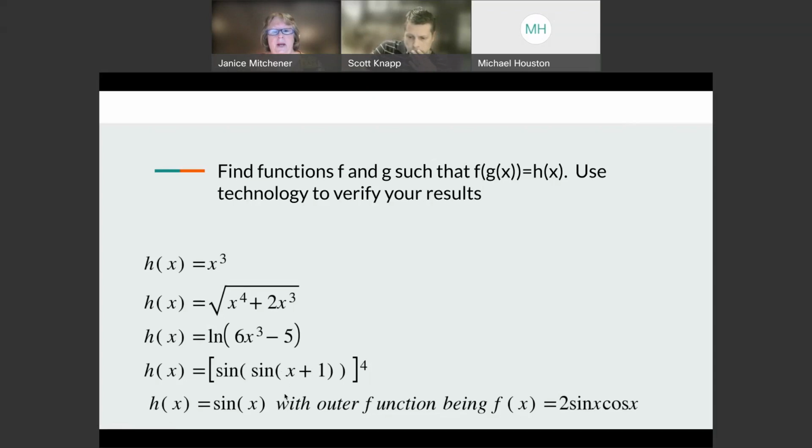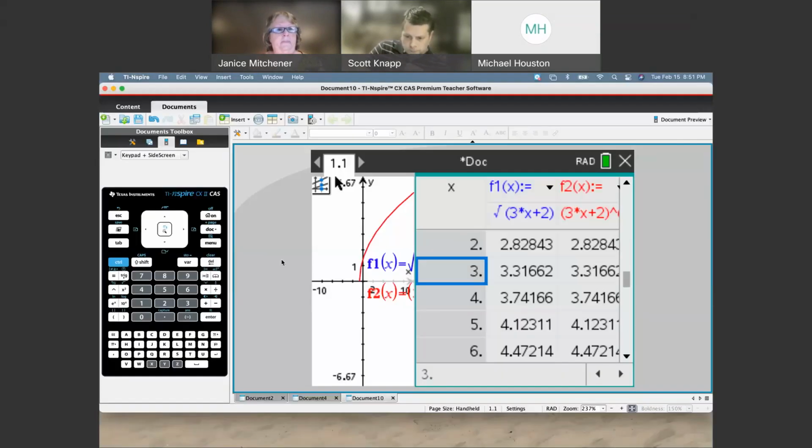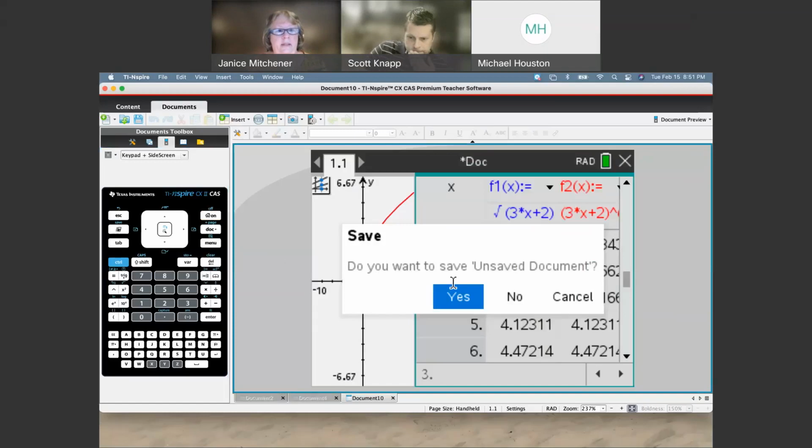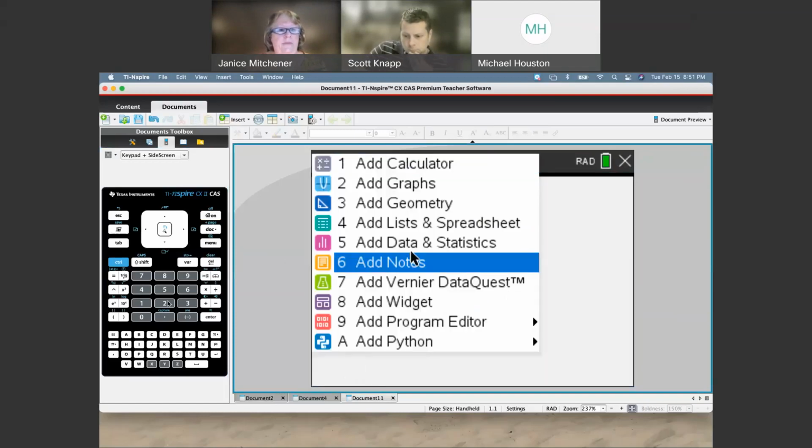All right, so I'm going to work with this last one here because I think this is good in trig, getting students to look at this double angle formula as well as their graphing. All right, so I'm going to do the Nspire on this one. See if I go to my Nspire. Yeah. Okay, so I'm going to go home. I'm going to start a new document. Do I want to save this? No. Okay, so I'm going to add graphs.